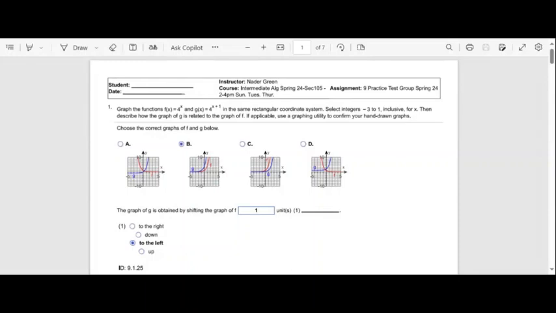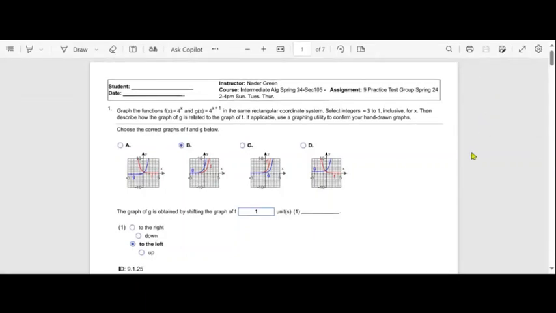Okay, so let's start. So this is a practice test for exponential and logarithmic functions. Okay, so the first question comes here.